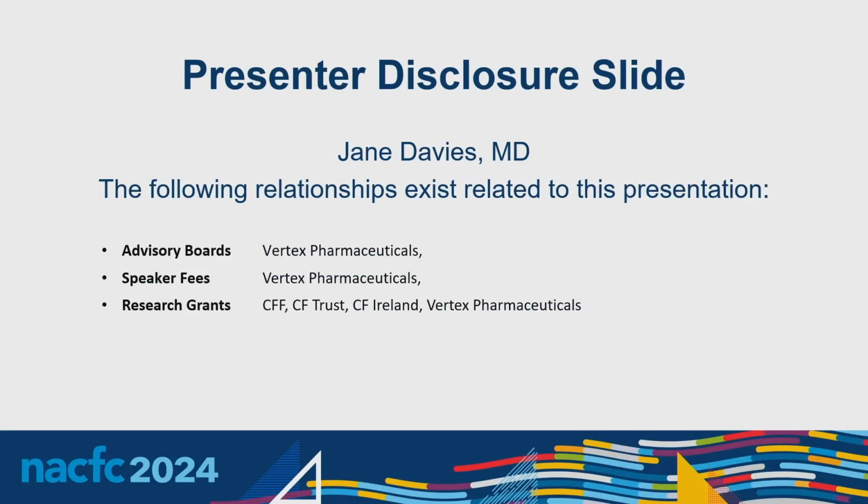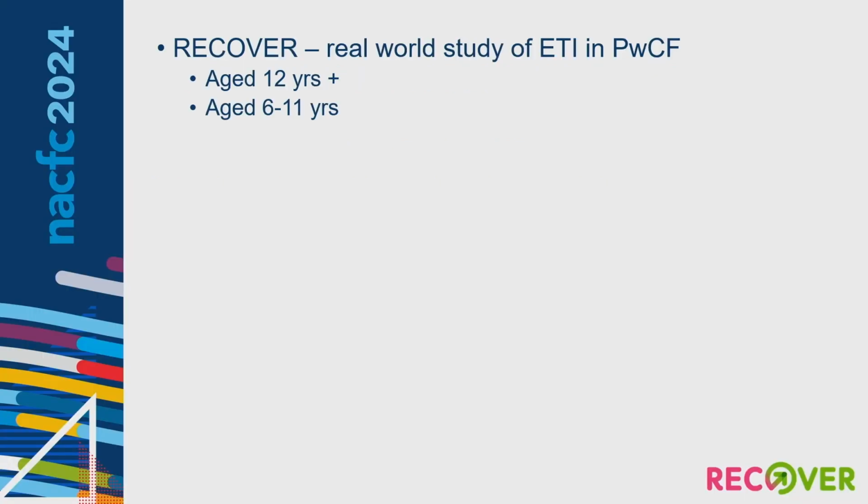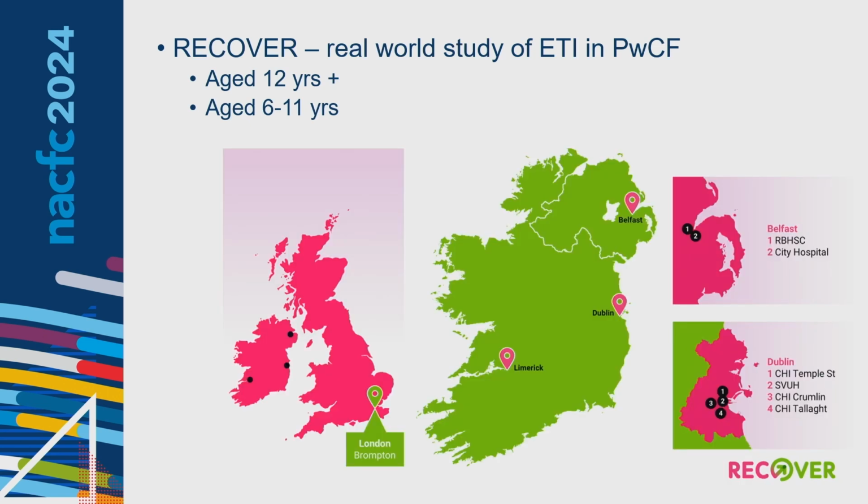Here are my disclosures. None of the research grants specifically for this project came from Vertex. So RECOVER, as I said, is a real-world study of ETI in people with CF. We have 2 separate cohorts based on the timing of reimbursement in the UK and Ireland. And so we first commenced with children and adults who were 12 years and above, and then later on recruited a pediatric age group between 6 and 11.